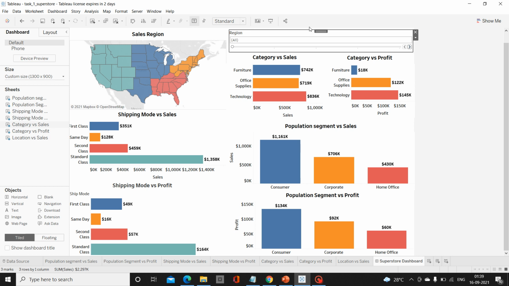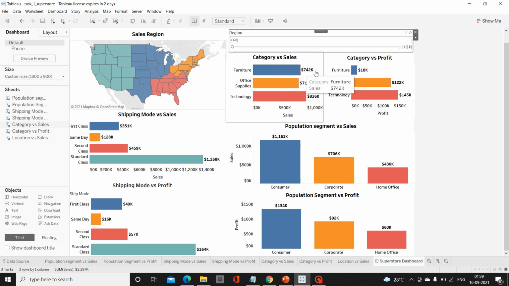Now moving on to the next factor affecting sales and profit, which is category. Here we can see that for all the regions, we have product categorized into three categories: furniture, office supplies, and technology. And here we can see for all the regions, the contribution of furniture, office supplies, and technology is nearly the same, with technology being the highest, furniture having $742,000 contribution, office supplies with $719,000 of contribution.